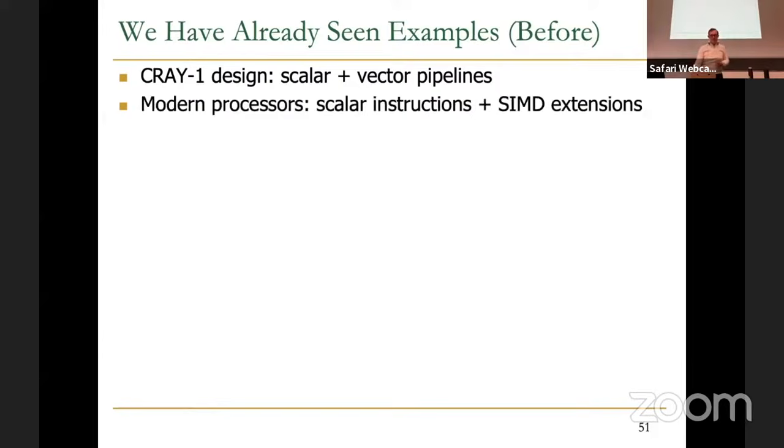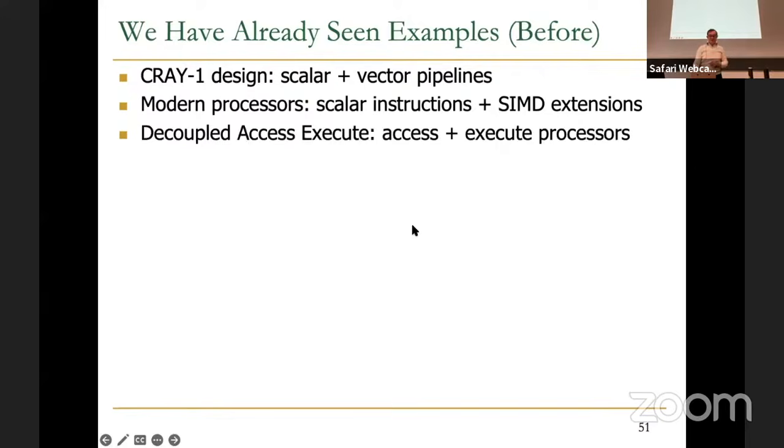I'm going to show a picture of this you may have seen earlier. So modern processors also have scalar instructions and SIMD extensions, which is essentially very similar to the Cray-1 design from the 1970s. We've seen decoupled access execute in DDCA again. I don't want to go through everything over here, but basically you specialize the access part of the pipeline to memory access, and then you specialize the execute part of the pipeline to executing instructions. All of these ideas are employed in existing processors to different degrees.